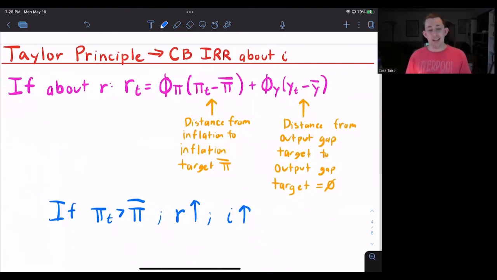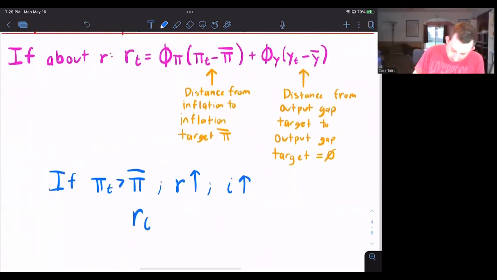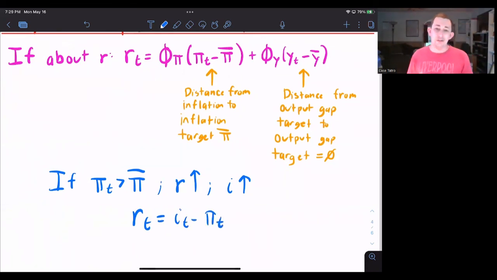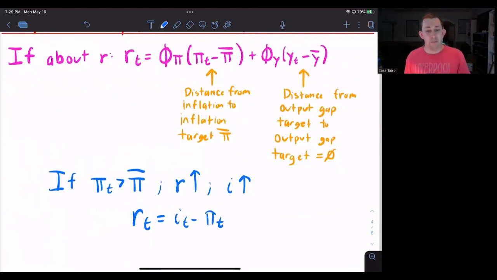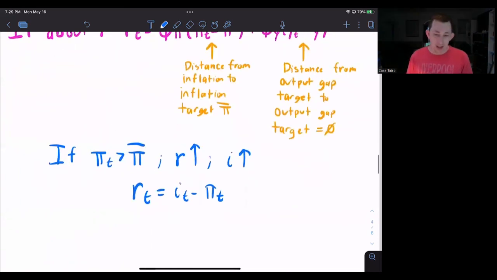All this means is that if inflation today is above what the central bank wants inflation to be, then the real interest rate is going to go up. If we have a positive output gap, the interest rate is also going to go up. And because the real interest rate is equal to the nominal interest rate minus pi, maybe I'll write that down. We know that r_t is just equal to i_t minus pi_t. That means that if inflation is high, you need to jack up the nominal interest rate more than just a one-to-one match with inflation so that you can assume that the real interest rate actually does go up.